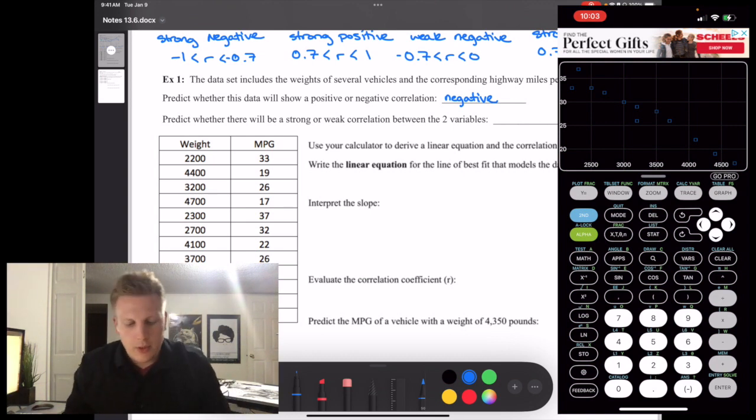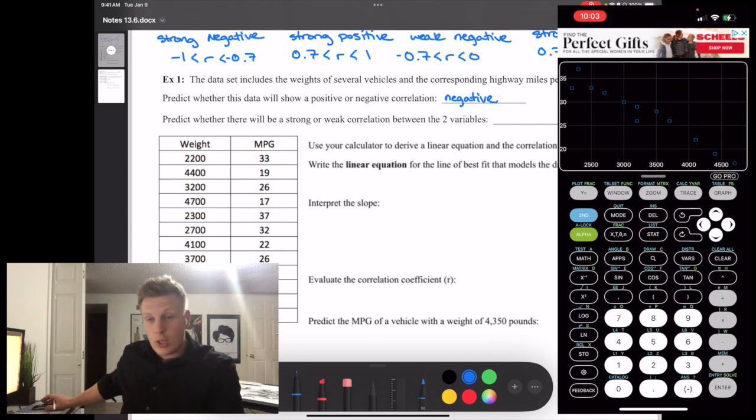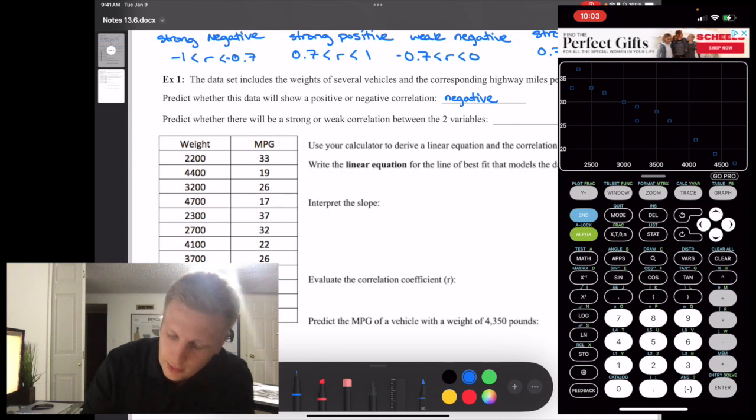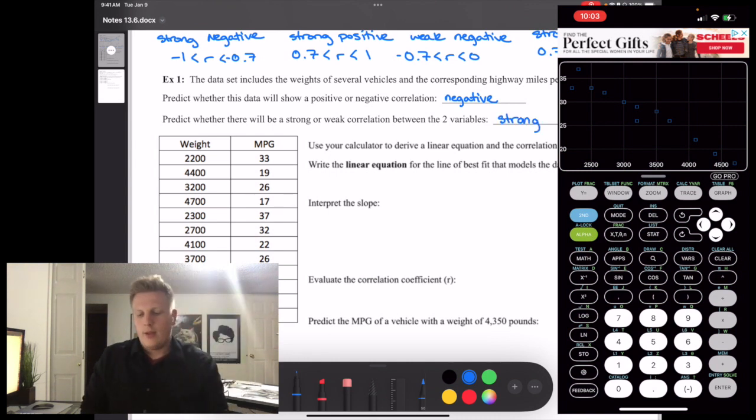Next, it says predict whether there will be a strong or a weak correlation between the two variables. And so what we're going to do is look at this and see how those points are grouped together. So looking at those, do those look like they're grouped together, or are they a little bit more spread apart? And to me, they look like they're really close together. And so I'm going to call this one strong as far as my correlation goes.